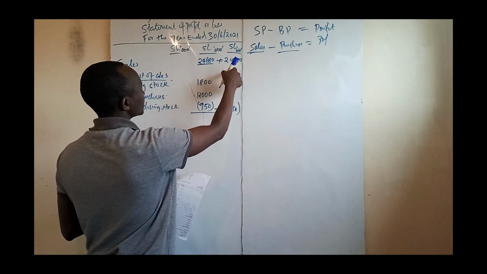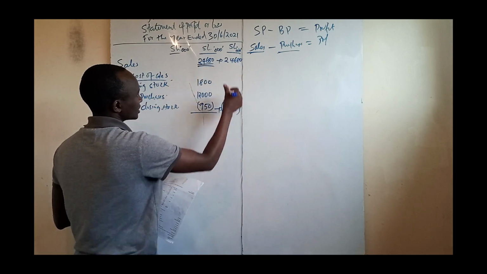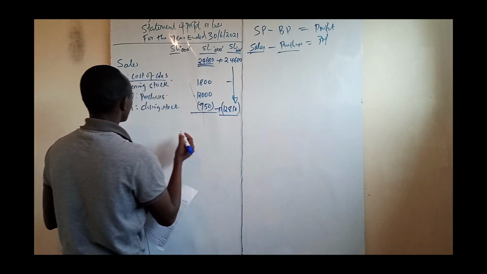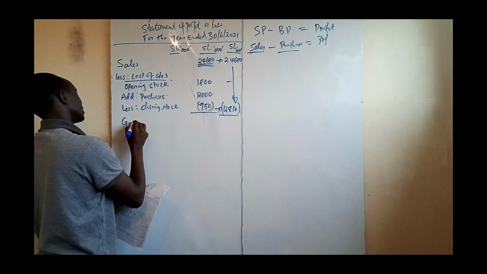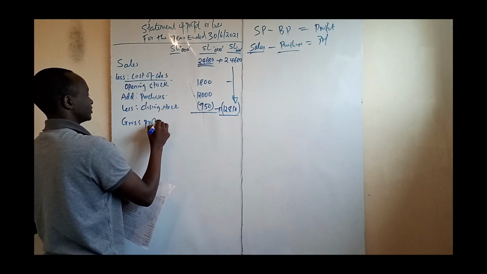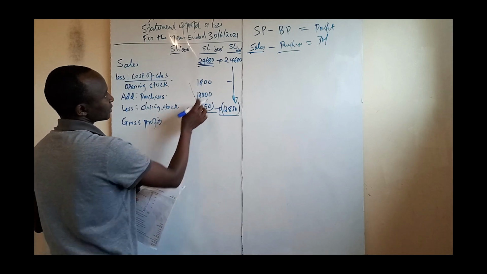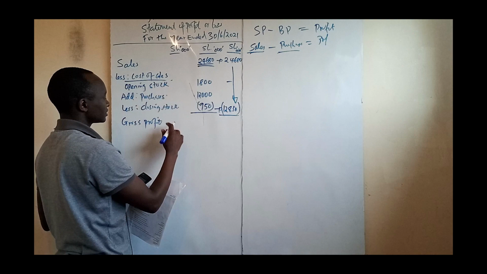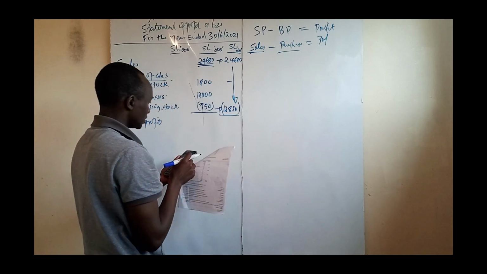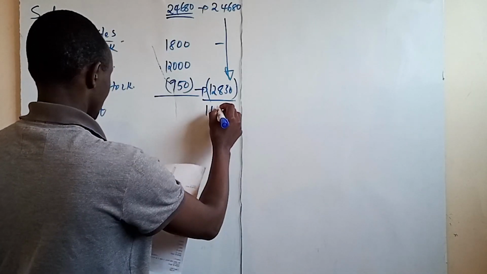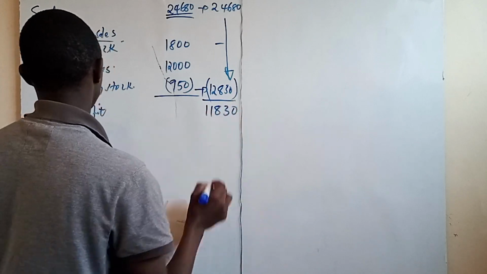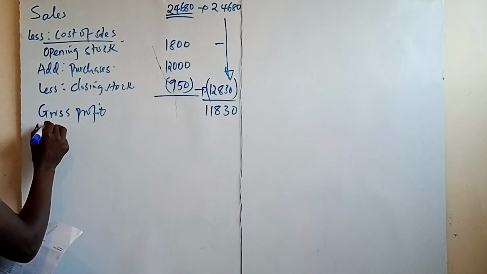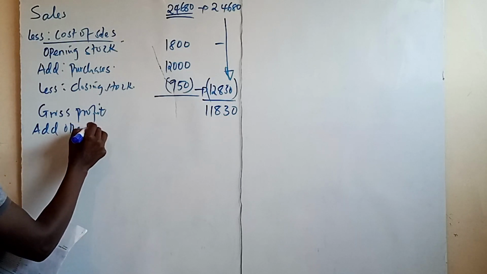So this sales figure here, you less the cost of sales. So you're going to get the gross profit or loss. But here, because the sales figure is higher than the cost of sales, then it's obvious a profit. So it's 11,830. And then we add other incomes. So I'm expecting us to add other incomes.